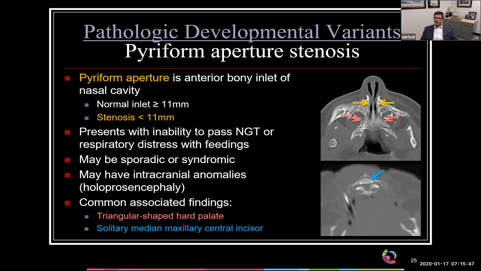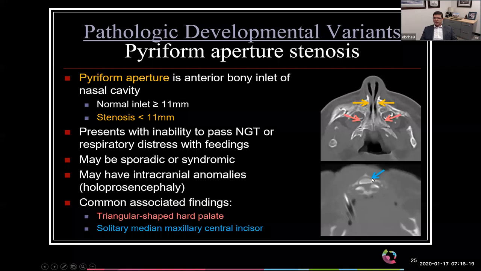Most often, it's going to be sporadic, but it can be associated with syndromes. And occasionally you can have intracranial anomalies, with the classic one being holoprosencephaly. So the common findings that you see, in addition to the narrowing of the piriform aperture or bony inlet, you see a triangular shaped hard palate like we have in this case. And occasionally you can see a solitary median maxillary central incisor. Now in the absence of a solitary median maxillary central incisor, this is an isolated anomaly in virtually all cases.